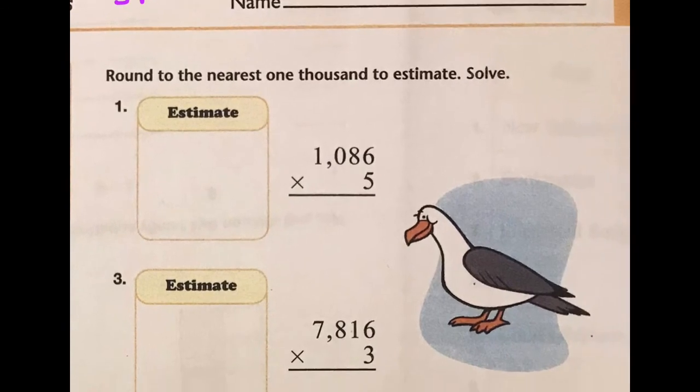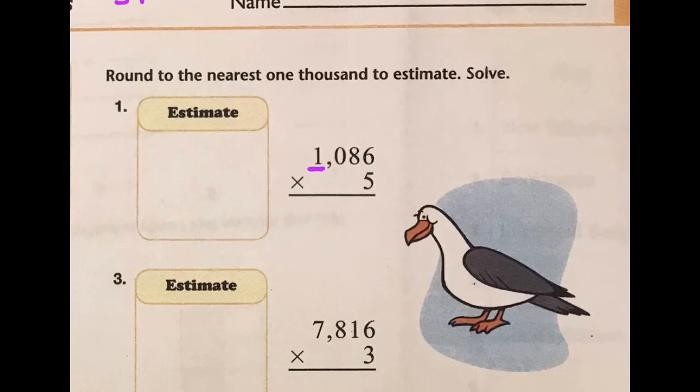Before you do anything on your paper, it's good to read the directions. So let's go ahead and do that. Round to the nearest 1,000 to estimate, and then solve. Okay, well, that's what we've been doing, right? All right, so let's estimate this one together. All right. So we're going to round to the nearest 1,000.